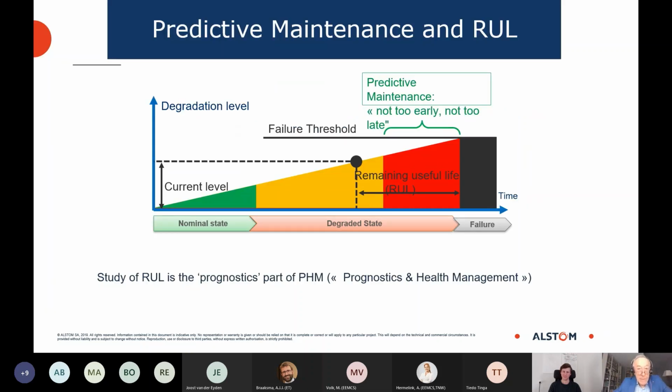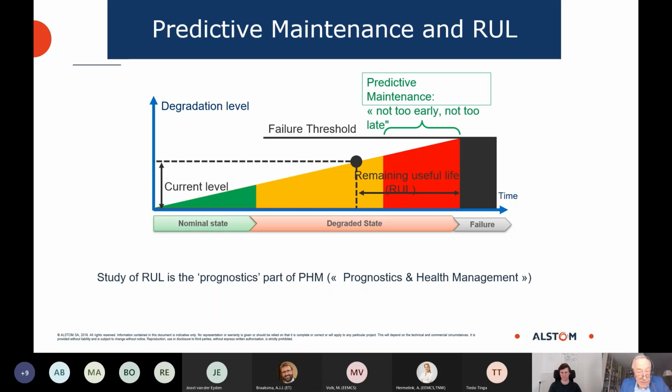Introduction. Predictive maintenance, you all know the idea of predictive maintenance. It is to monitor degradations in assets and intervene. It is maintained before the failure takes place, while it is still time. And hence the concept of remaining useful life from time t. How much time do we still have until a complete failure takes place? That is, until the function is lost.